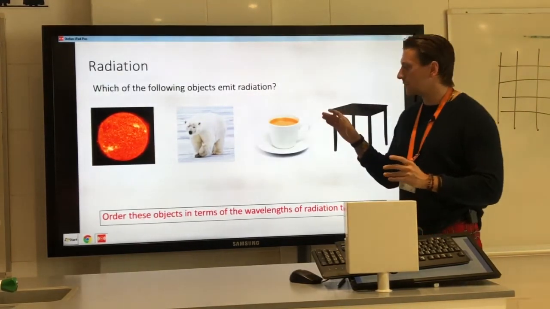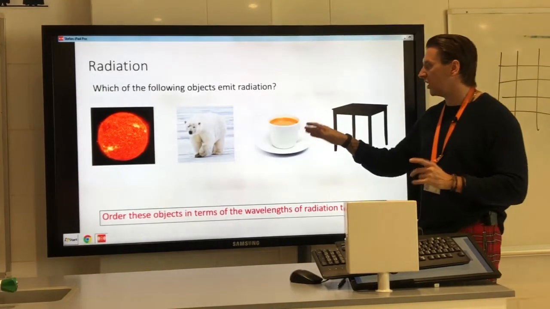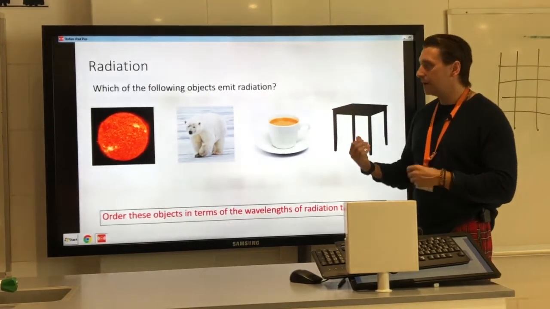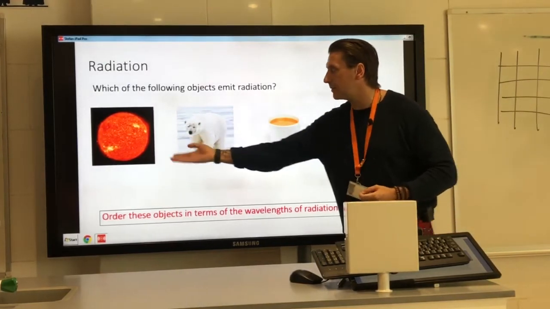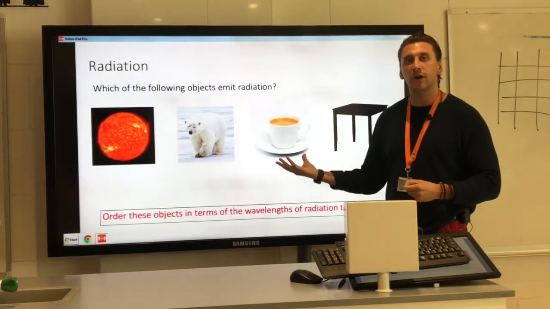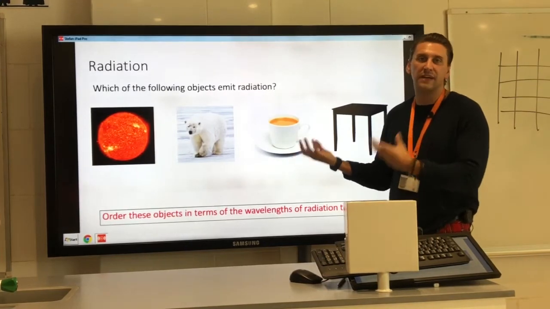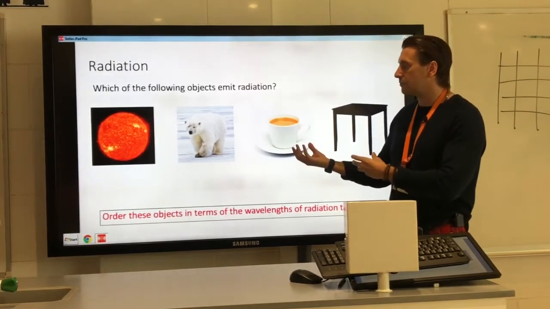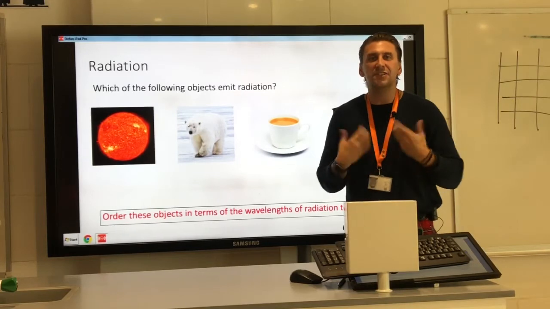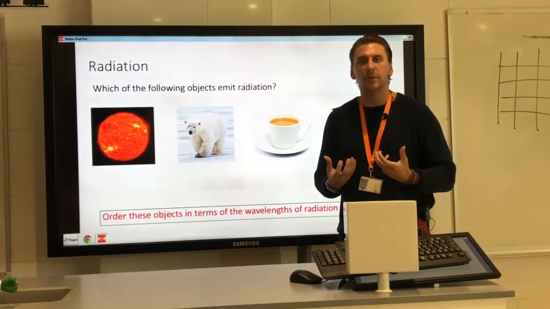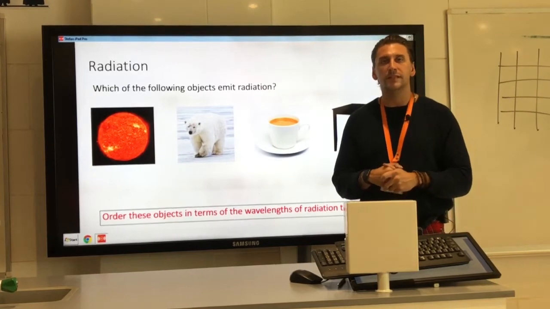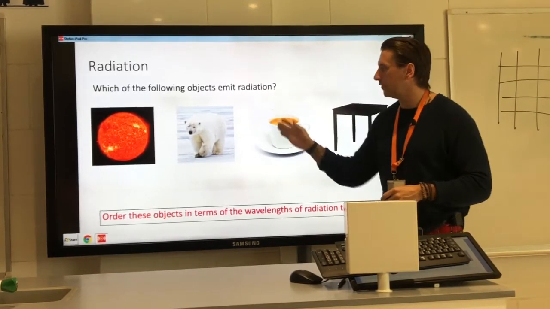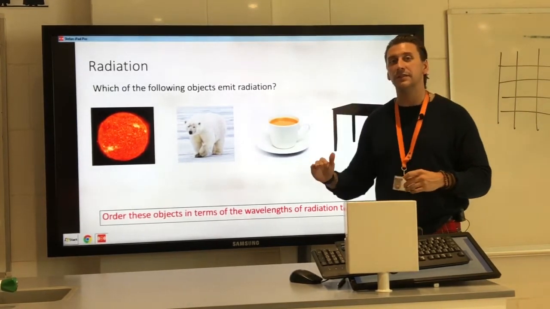Starting in terms of the temperatures, you have the sun, a polar bear, a hot cup of tea, and a table. If we order these from highest to lowest temperature, we'd say the sun is probably the highest temperature. If it's a brand new hot cup of coffee or tea, it might be at around 80 degrees Celsius. So then this one would be higher temperature. Polar bear, internal temperature similar to the human body, maybe 38 degrees. And then a table which is at room temperature of 23 degrees. So sun, coffee, polar bear, table from highest to lowest temperature.